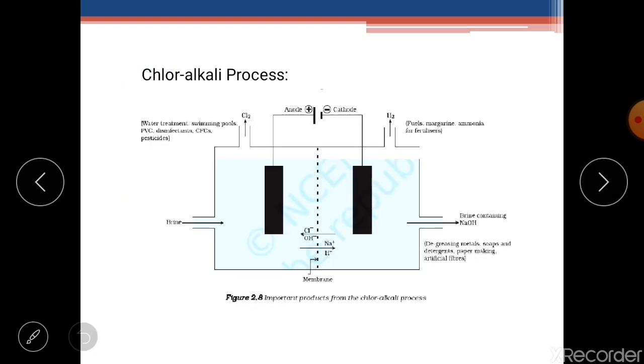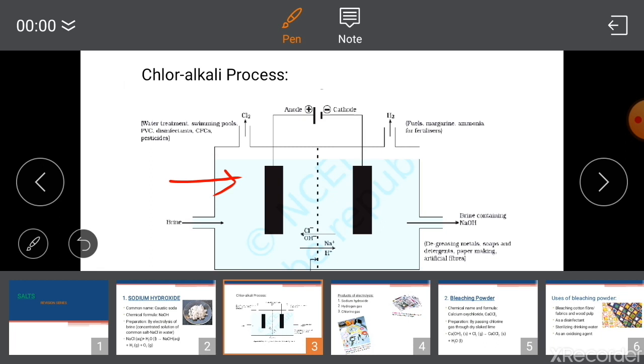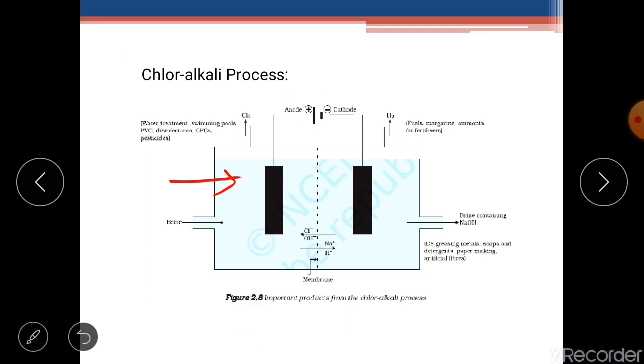Here you can see in this picture that this blue color represents our brine. These are our electrodes, and now we are passing electricity through the brine. On passing electricity, chlorine gas is liberated at the anode, hydrogen gas is liberated at the cathode, and lastly NaOH is produced near the cathode. So this is the process for the electrolysis of brine.